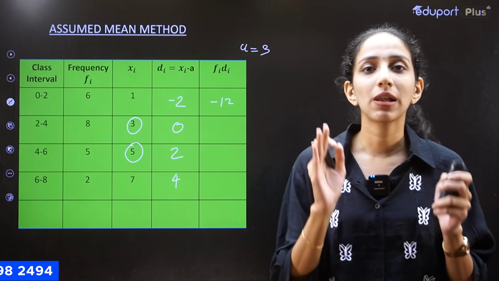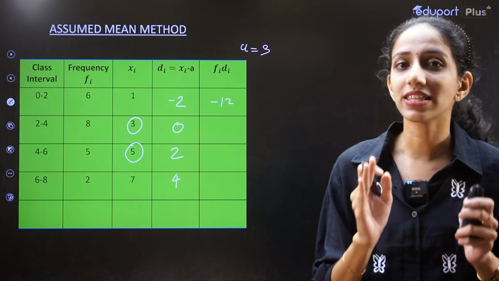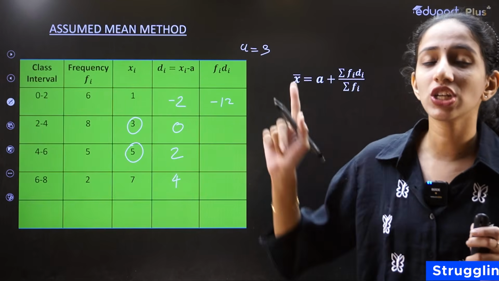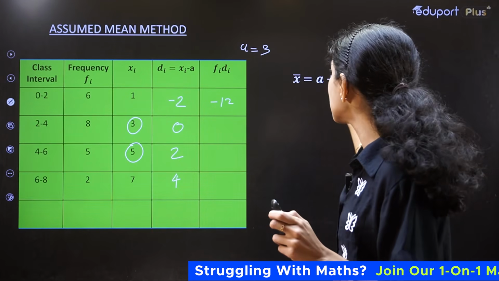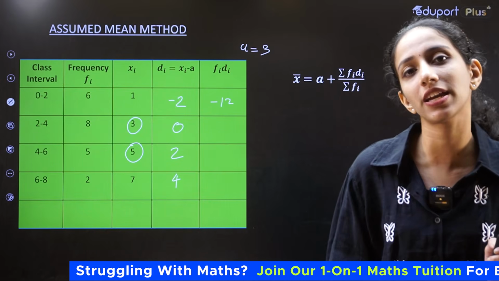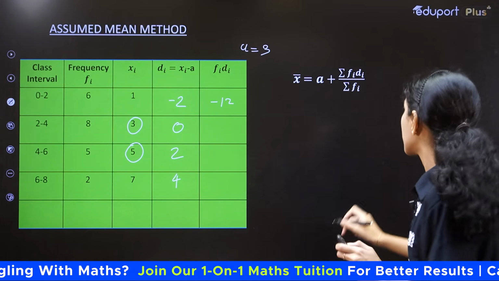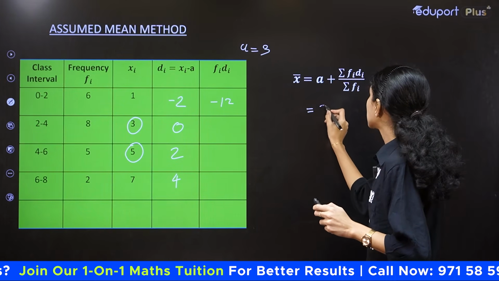Then what will be the mean using the assumed mean method? We already know the formula. What is the formula? The formula for finding the mean is a plus sigma fi di by sigma fi, and we have the value a is equal to 3.